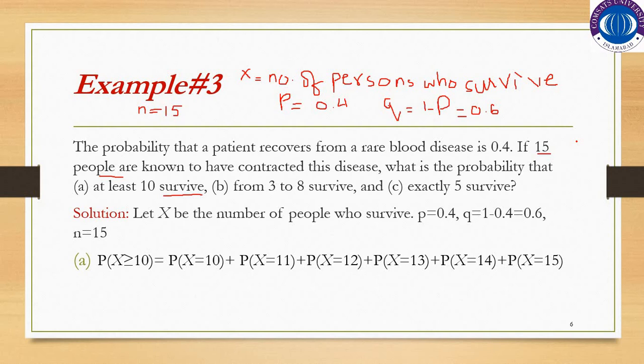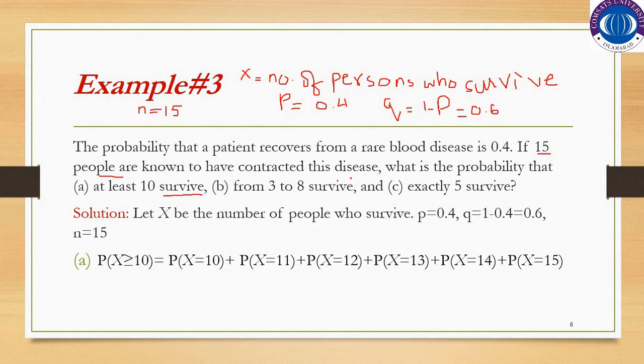The very last assumption or property of the binomial distribution is that successive trials are independent. We have 15 people and each person is independent from the other person as they are contracting the blood disease. So they are independent. So for each trial, the successive trial is independent.